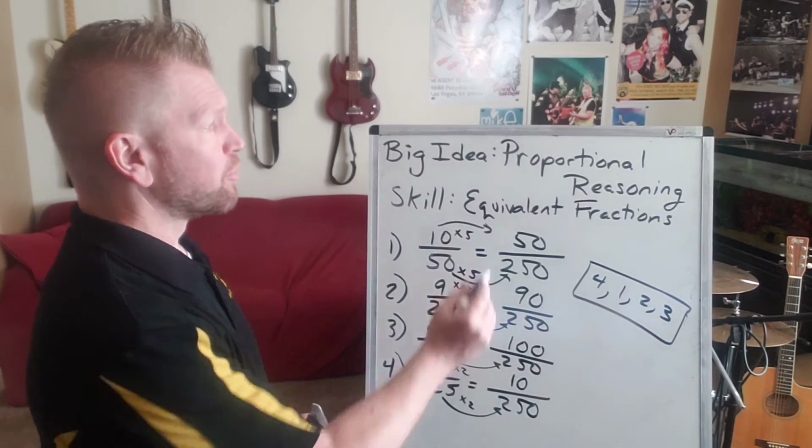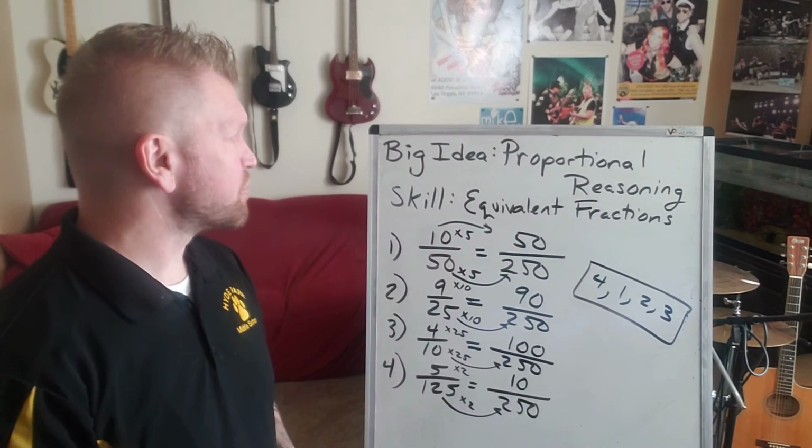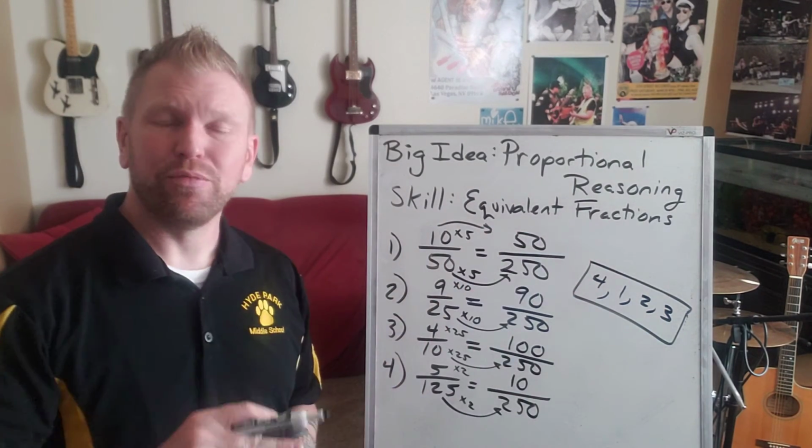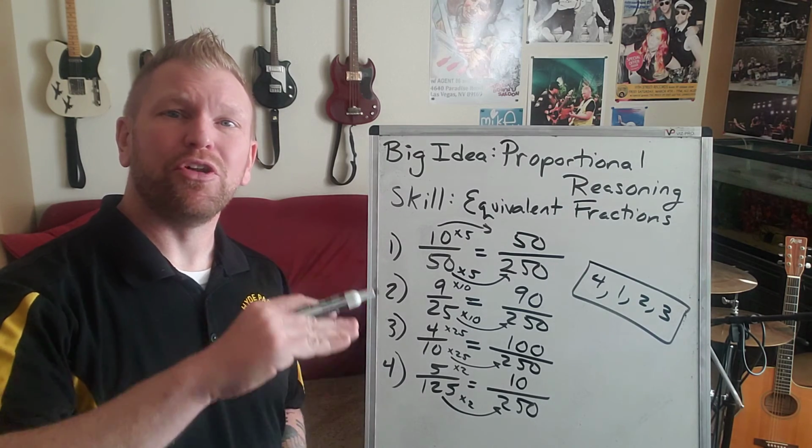So again, that's all with proportional reasoning, scaling up like we've done in previous problems, and making equivalent fractions by multiplying the denominator by the exact same thing that we multiply by the numerator.